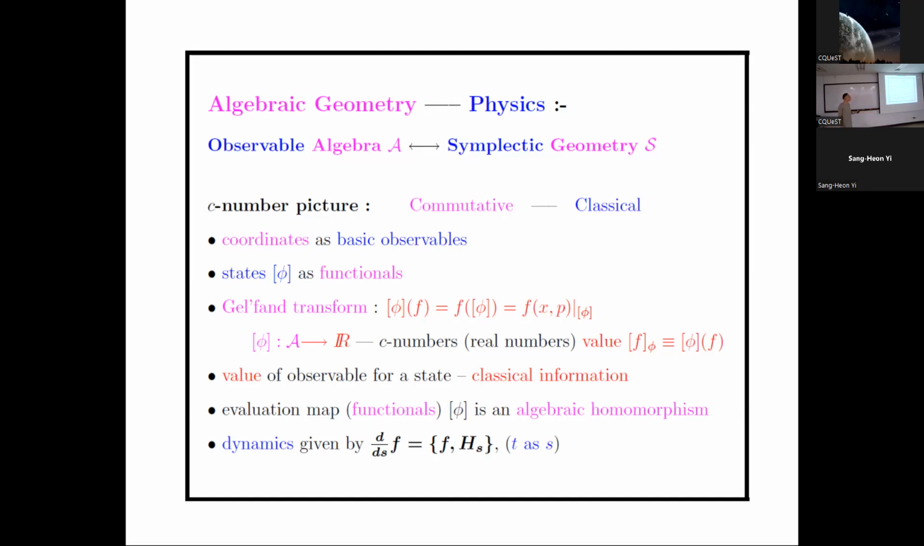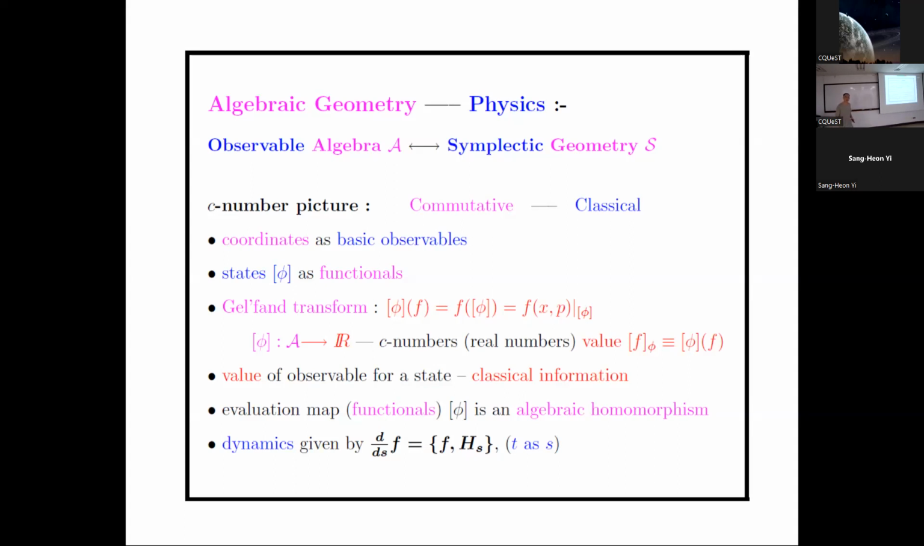And an observable algebra, what is the corresponding geometry for that observable algebra? Here, of course, we should start with the commutative setting, and the answer is simple enough: symplectic geometry, the phase space. Physics is about dynamics. We have a dynamical theory, say Newtonian mechanics. We have a phase space that is a symplectic geometry, and we have the functional algebra, an algebra of functions, the observables for that system.